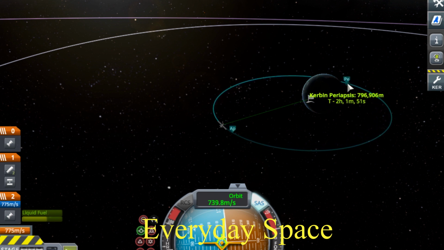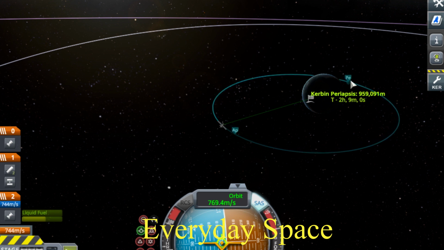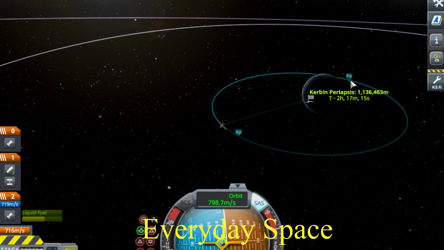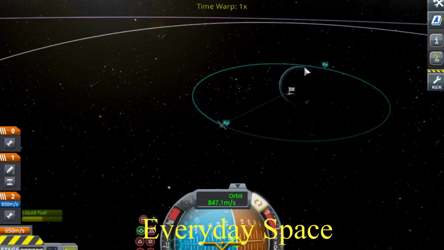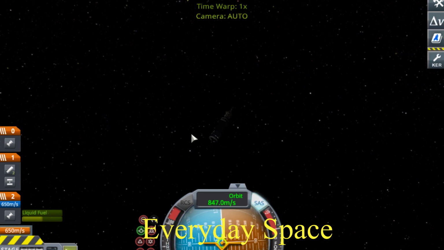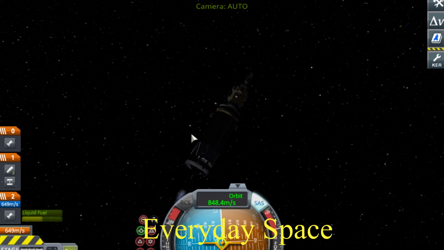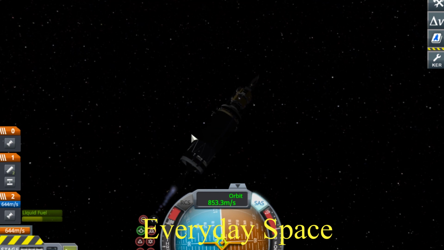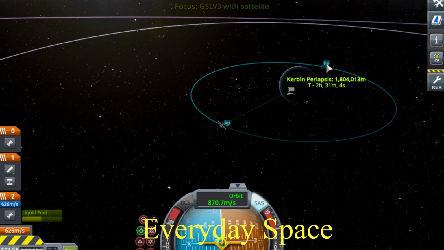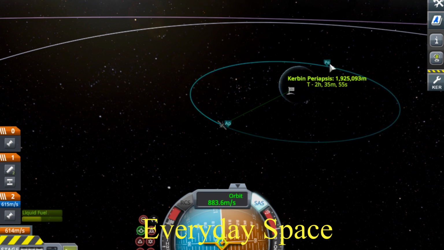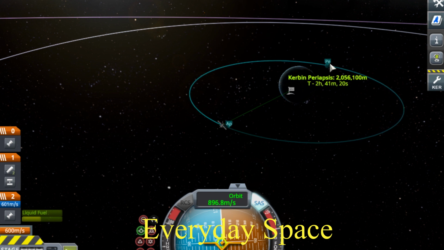raise it even more to be in geostationary orbit of 2,868 meters. So we're around approximately in that area of around 3 million meters, and we're just going to do final corrections before we deploy the satellite. So we're still raising it to around 3 million meters.